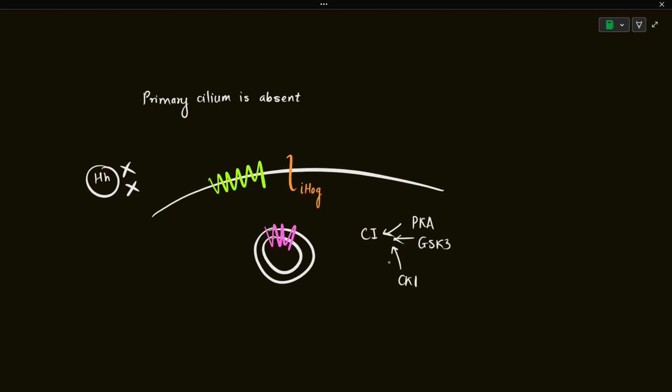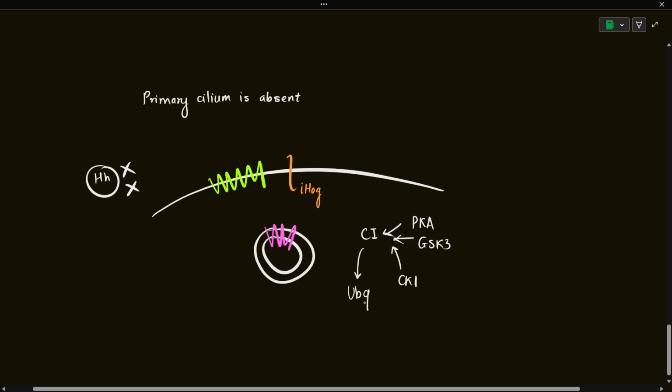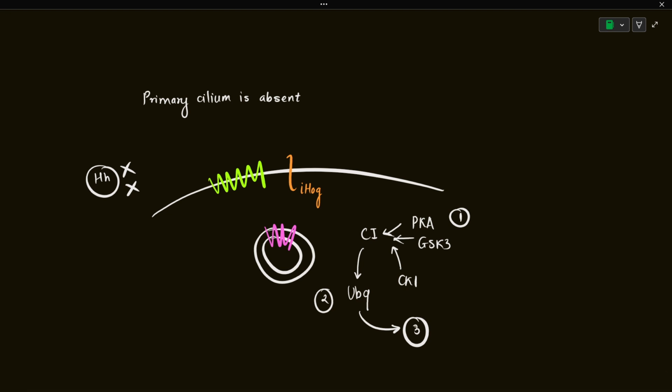So all of them are going to phosphorylate cubitus interruptus, which results in the tagging of cubitus interruptus by ubiquitin molecules. So this is going to result in ubiquitination. First the phosphorylation event happens and then the ubiquitination event, which will expose this ubiquitinated cubitus interruptus to proteasomal degradation. Proteasomal degradation will be done, and that is going to result in the cleavage of cubitus interruptus. That is going to be cleaved into two parts.